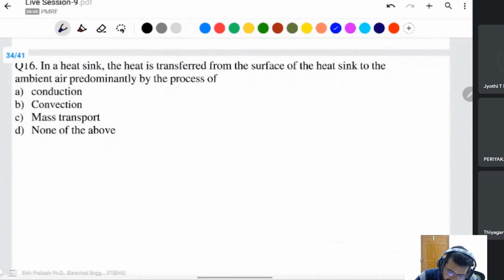In a heat sink, the heat is transferred from the surface of the heat sink to the ambient air predominantly by the process of.